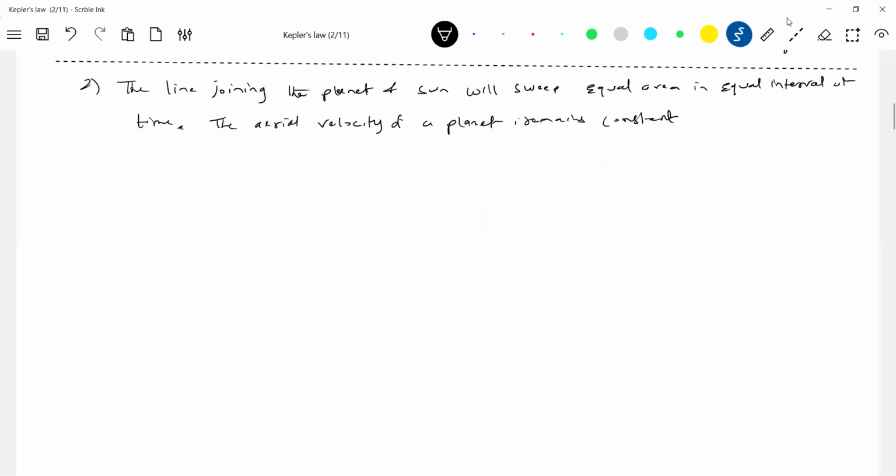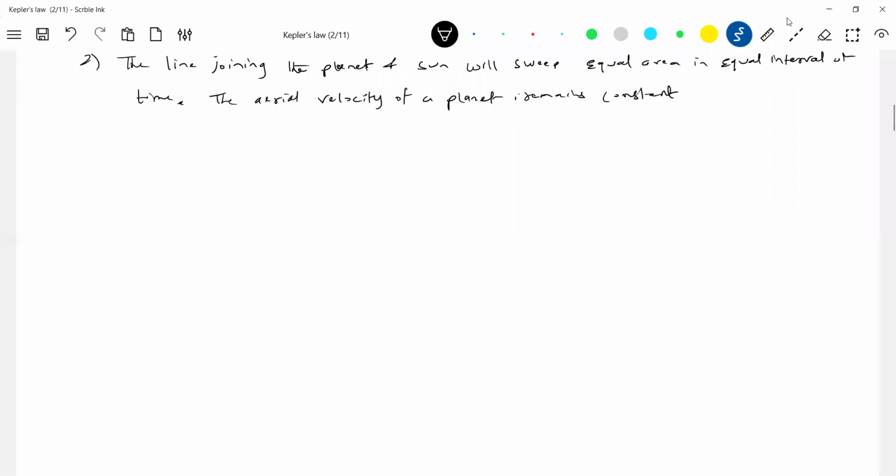Later on, in the end, I'll put the conditions for this law: when these laws are valid, under what conditions, what should be the type of force, everything. First, we'll learn the law properly, then I'll come to the conditions under which these are valid. The planet revolves in an elliptical orbit with the sun at one focus.